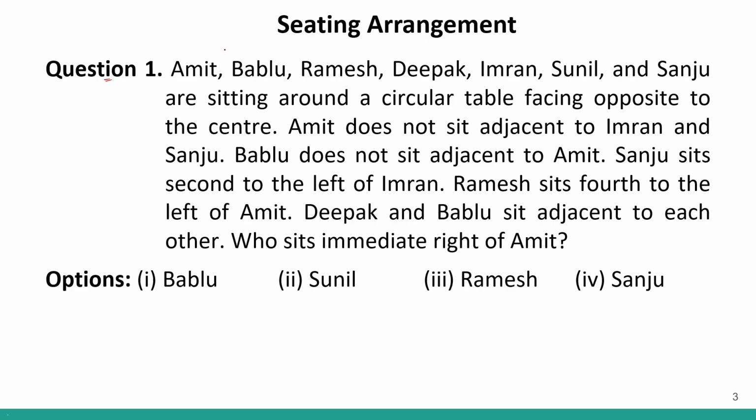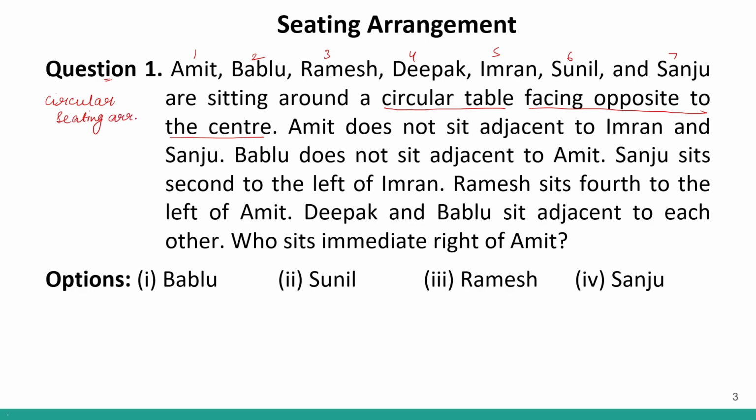Question number 1 says Amit, Bablu, Ramesh, Deepak, Imran, Sunil and Sanju. So how many people are there? 1, 2, 3, 4, 5, 6 and 7. So these 7 people are sitting around a circular table facing opposite to the center. So this is a question of circular seating arrangement, correct? This is a question of circular seating arrangement.